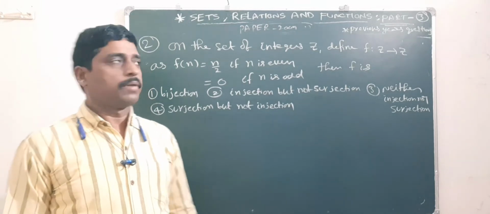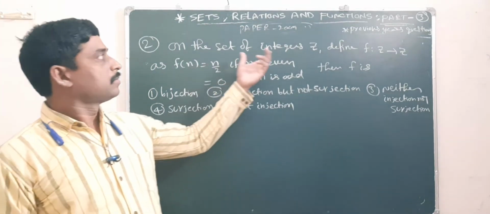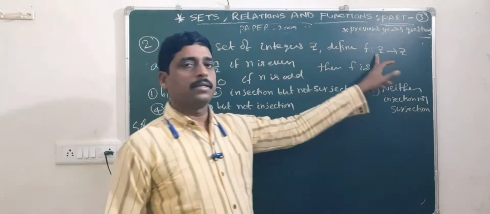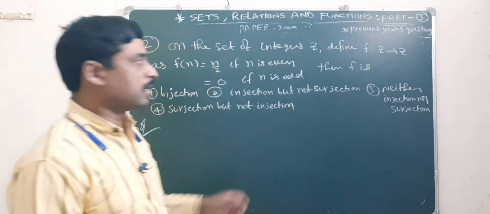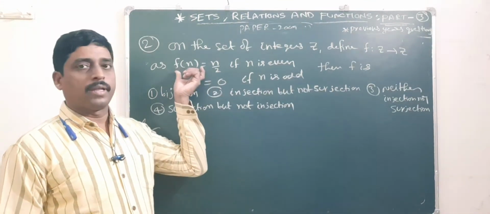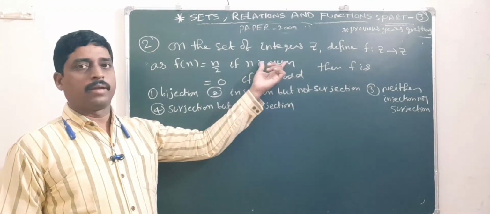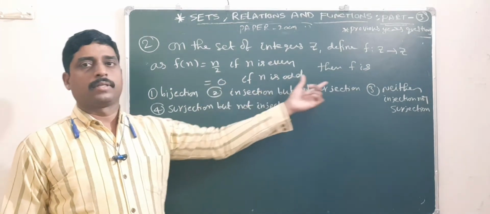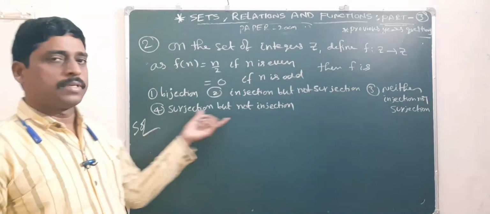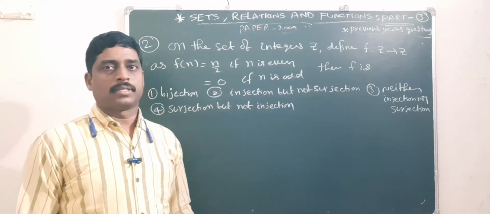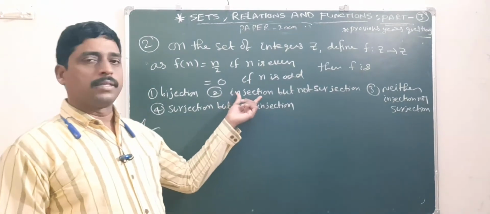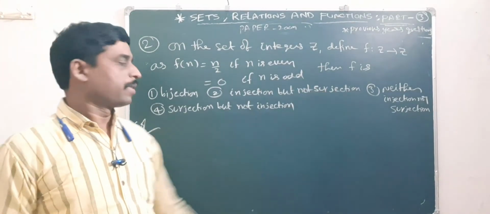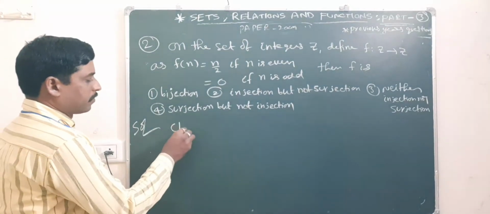Let us go to the next problem. What is given? f is a mapping from Z to Z, so domain Z and codomain also Z, Z for integers. f of n is equal to n by 2 where n is an even number, and f of n is equal to 0 if n is an odd number. Then f is. In the options, combinations of one-one and onto are given. Injection is another name for one-one. Surjection is another name for onto. First check for one-one.